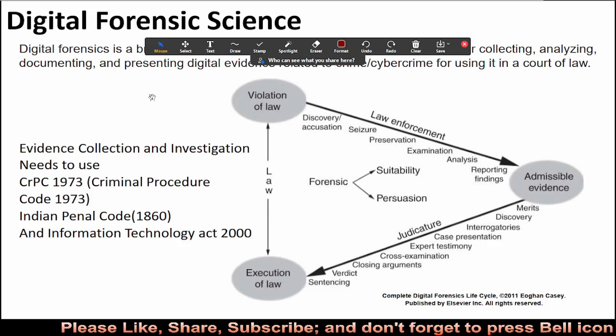This is the scope, the entire coverage of digital forensics, and the importance of digital forensics. Take an example: you have a simple mobile phone and you want to create a mashup of some images. So you go to the Play Store and you download one app.